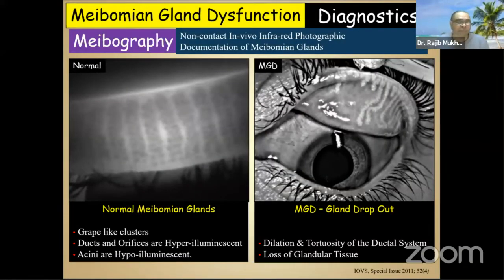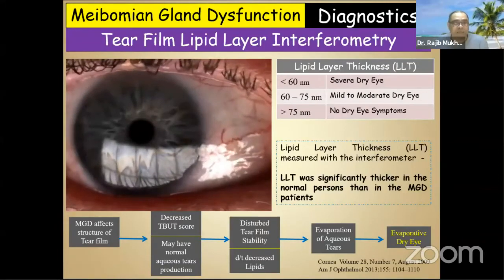Now, one of the investigative tools which uses an infrared photographic method for documentation of meibomian gland functionality or presence is meibography. You can clearly see these grape-like clusters, ducts, and orifices are hyperluminescent, whereas acini are hypoilluminescent. On the slide on your right, you can see a large area of meibomian gland dropout, which is suggestive of an advanced stage of the disease. And remember, once these glands go into the dropout stage, they can't be brought back.